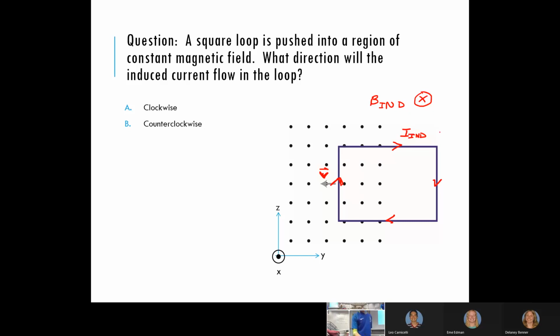Okay. What's the direction of the magnetic force on the loop as I shove the loop in? So I'm not worried about the force that I exert on the loop. Right now I'm only worried about what is the force of the magnetic field on the loop as I try to shove it in. Go ahead, get an idea.